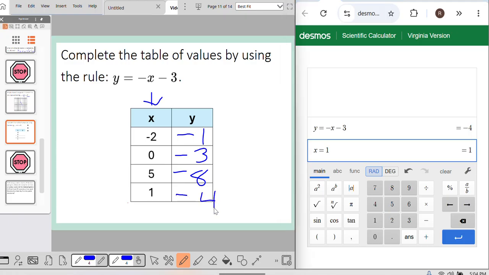So again, when you have an equation and you have a table, use your calculator to find those values.